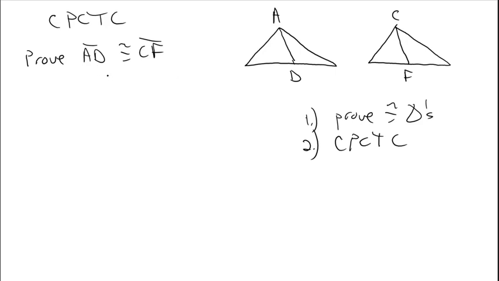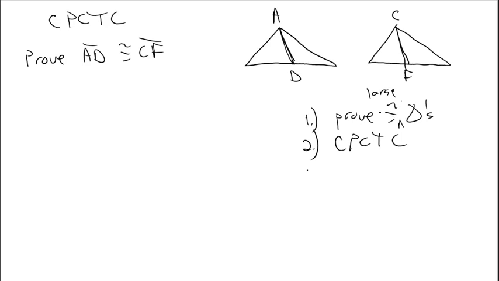Now in this particular example, CAD and CF are part of one of the smaller triangles on the inside. So you might have to do this process twice. You might have to prove that the large triangles are congruent first.